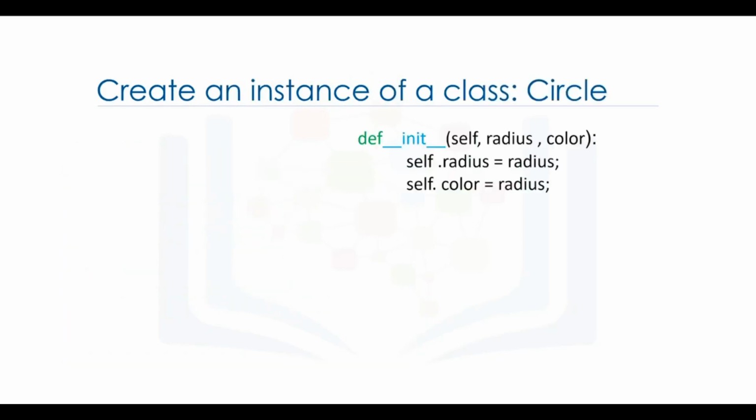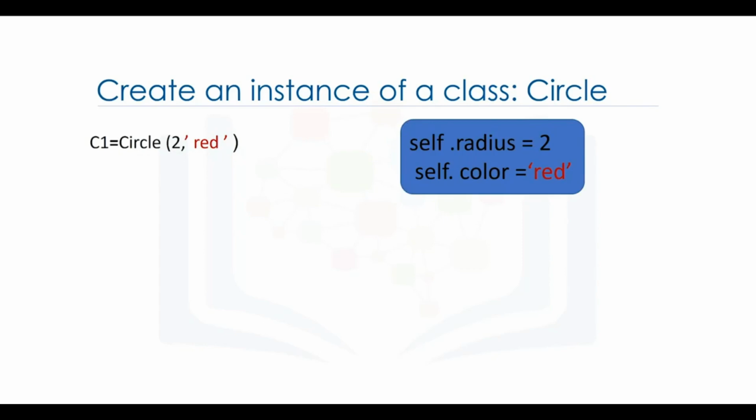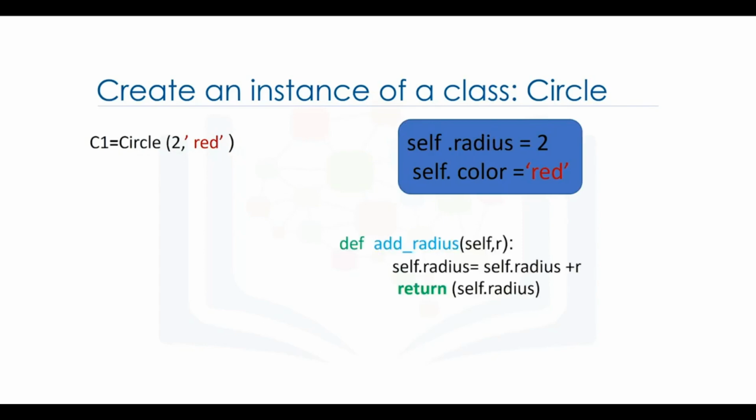As before, we create an object with the object constructor. We pass two arguments to the constructor. The radius is set to 2 and the color is set to red. In the constructor's body, the data attributes are set. We can use the box analogy to see the current state of the object.